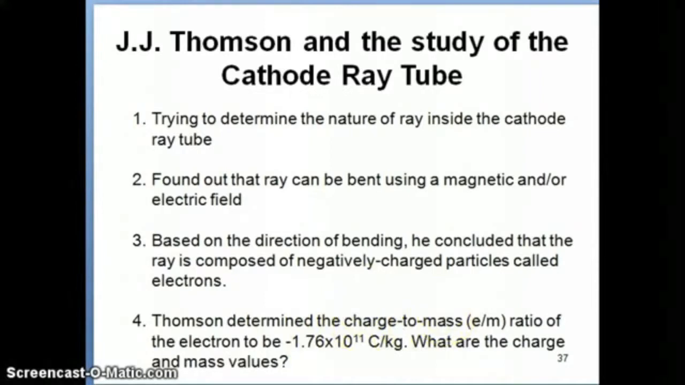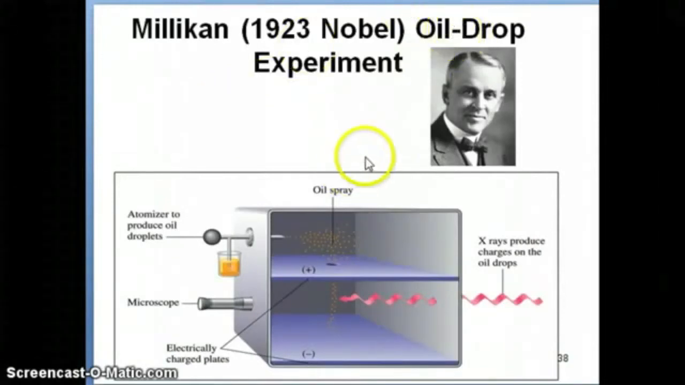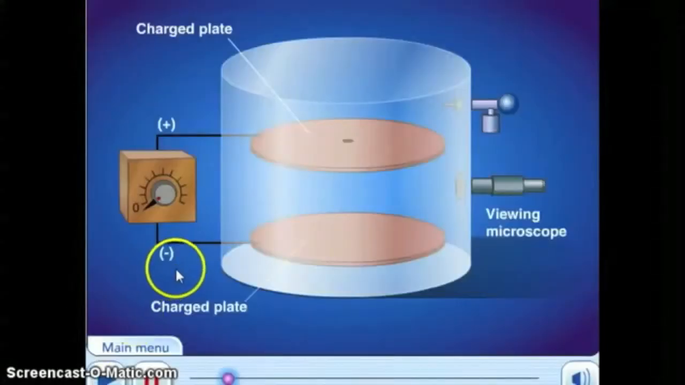So now we're going to move on to Millikan's experiment, which is often called the oil drop experiment. This was the experiment that allows us to calculate the mass of the electron, because he was able to use this experiment to determine the charge of an electron. So let me describe the setup of the experiment really quickly.